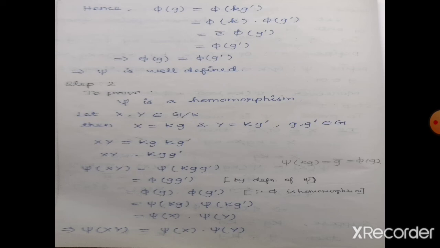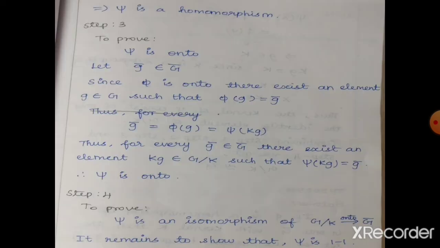Again using the same definition, phi of g can be written as psi of kg, phi of g dash can be written as psi of kg dash. So kg is equal to x by our assumption in step 2, starting here itself we are writing x is equal to kg and y is equal to kg dash. So here you have to write psi of x into psi of y. So this will imply that psi of xy is equal to psi of x into psi of y. So easily we can say psi is a homomorphism.